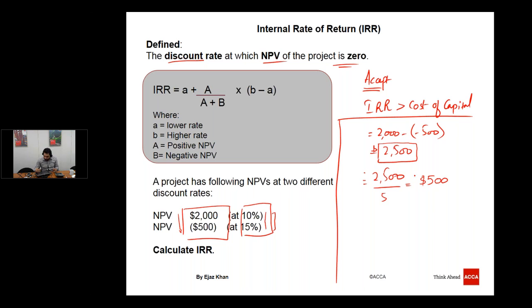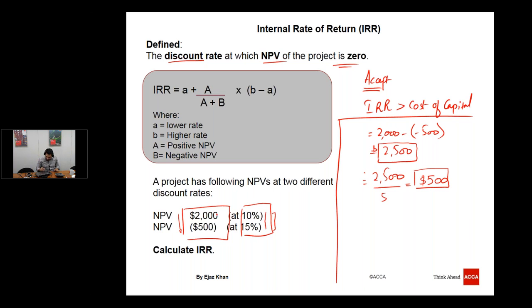Okay, so 1 percentage point in discount rate is bringing a change of $500 in NPV, and remember there is an inverse relationship. It means that when we increase our discount rate, our NPV will reduce. And if we increase our discount rate by 1 percentage point, our NPV will reduce by $500. Is it clear?